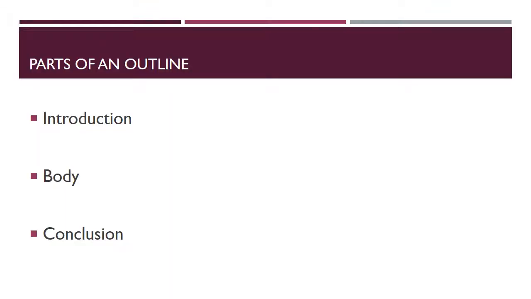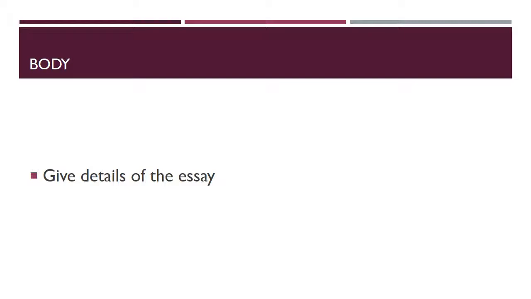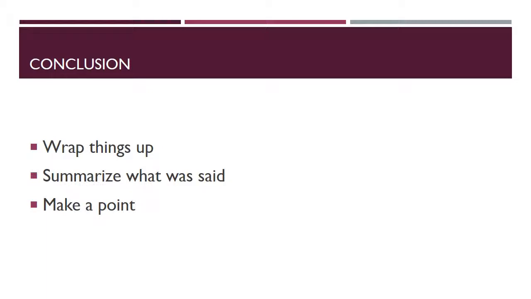There are three parts to an outline: the introduction, the body, and the conclusion. The introduction introduces the topic, gives background, and presents the hook that draws the reader into the essay. The body gives the details of the essay. This is where you tell your readers all of the information they need to make a decision about your thesis. Last is the conclusion. Here you wrap up your essay by summarizing what you have said or make a point.